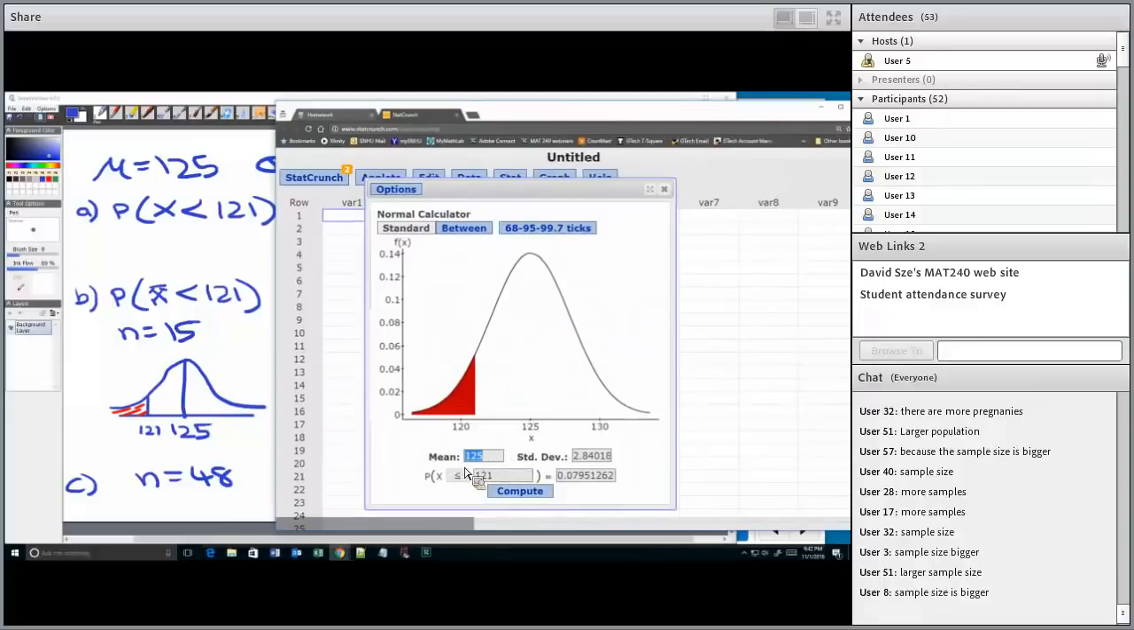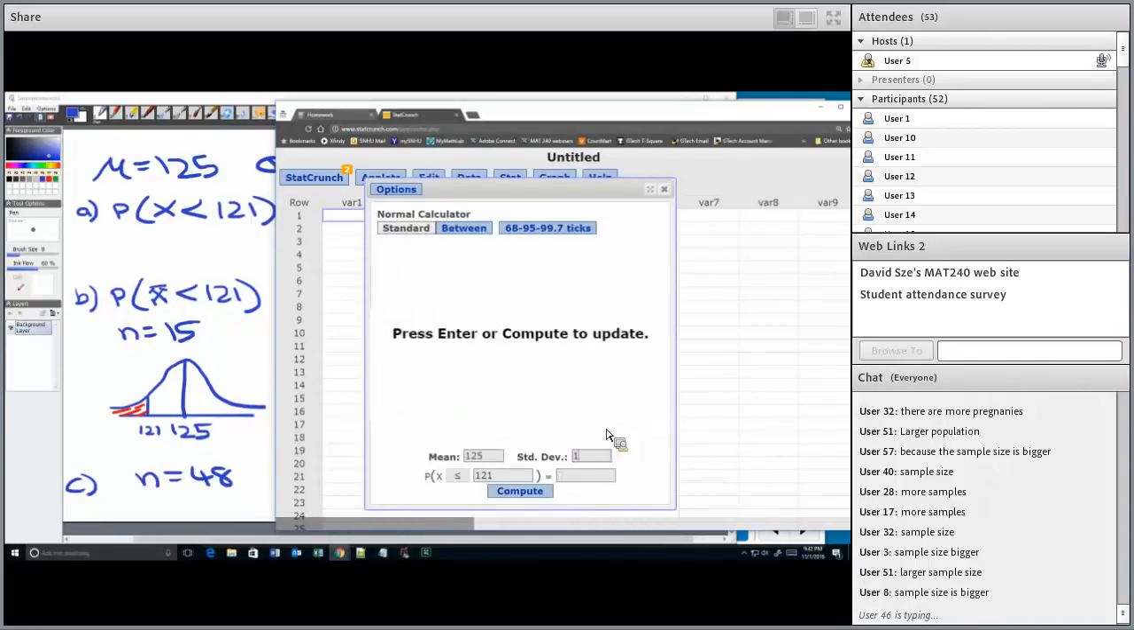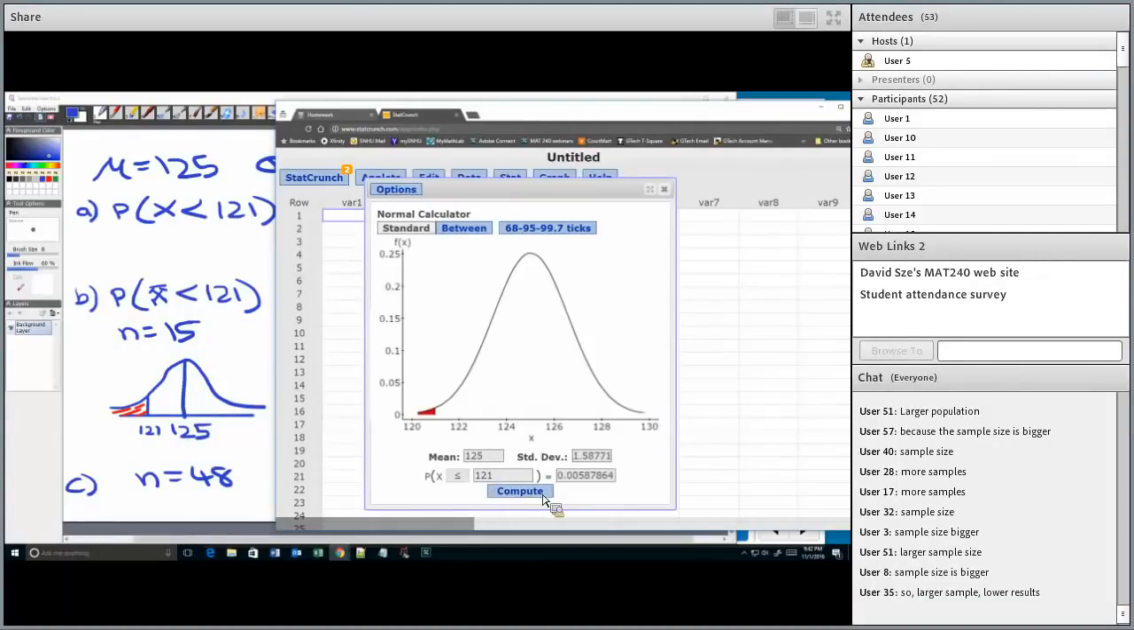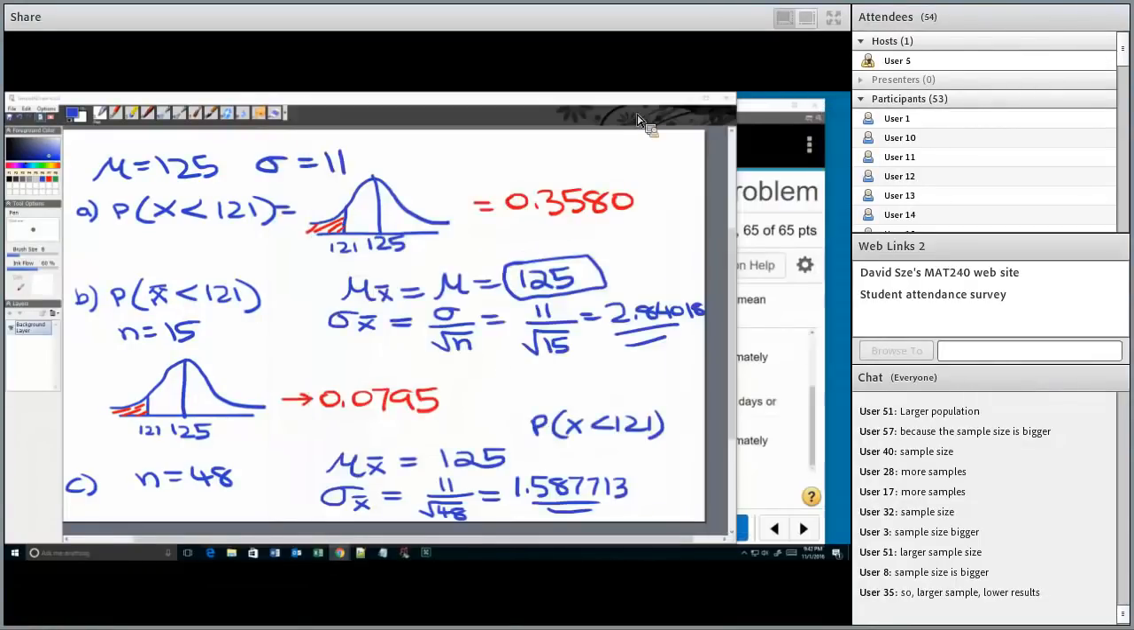Again, 125 is the mean. The standard deviation now is 1.587713. I still need the same answer. And look at what I am getting: 0.0059. 0.00. Even lower probability than this case.